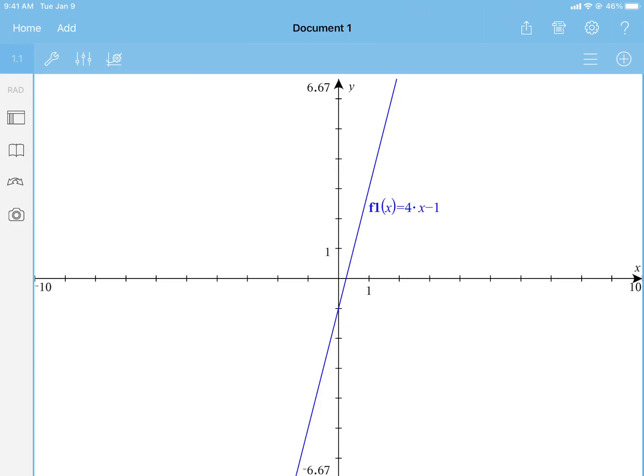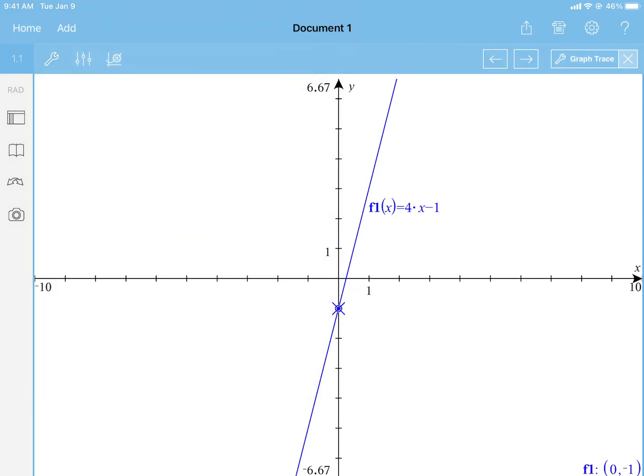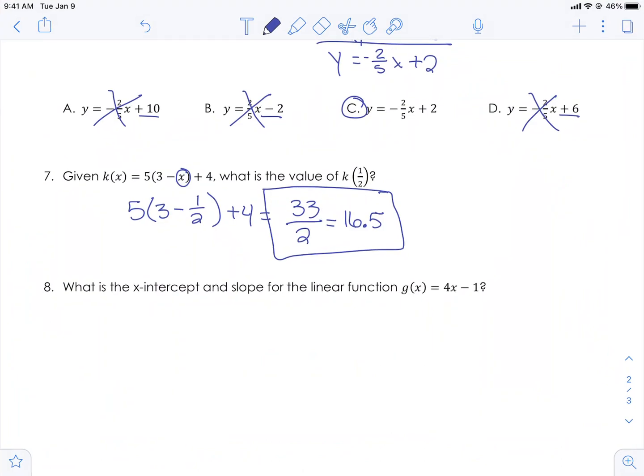And first, we're going to find the x-intercept. So menu, trace, graph trace again. And you're just going to click or drag it over to the x-axis for the x-intercept. Again, it says 0. So it tells us down in the bottom corner that it's 0.25, 0. So the x-intercept is 0.25, comma 0. Yes, there's lots of zeros in there. I know it's a little confusing.